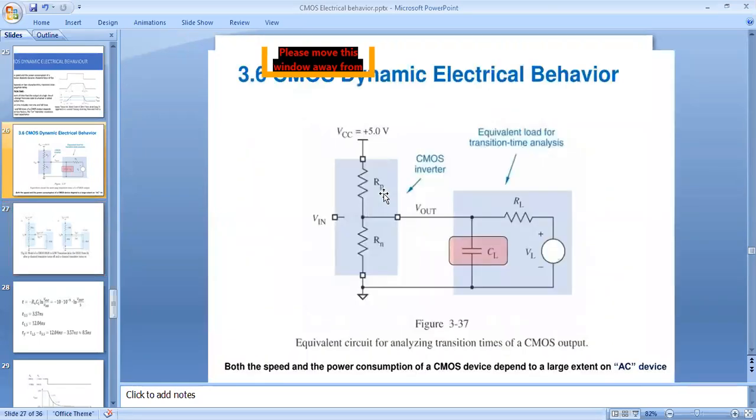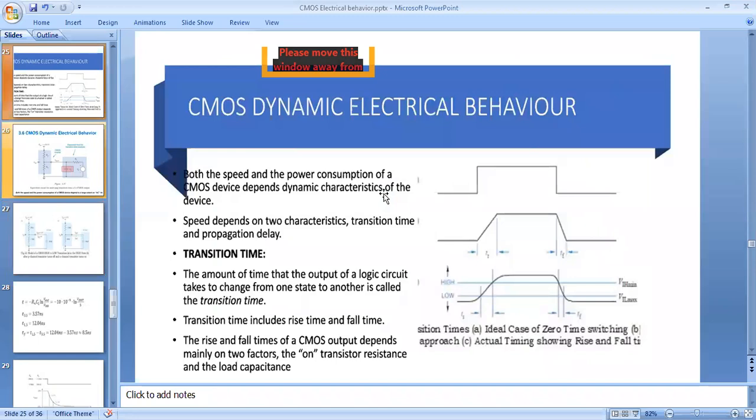Where we calculate fall time, you already know the definition of fall time: the time taken to change from high state to low state. For this, first of all, we assume our CMOS inverter output is at high state. So note down that point.